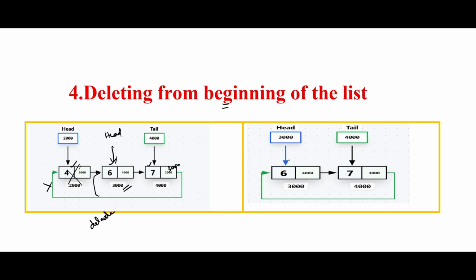Now you see the diagram here. After deleting that element 4, 6 and 7 are there. Head is pointing to the first node, tail is pointing to the last node, and the tail's next contains the head address. So this is the diagram we get after deleting. By seeing the diagram, you can understand the concept. Now we are going to talk about the code part for this.